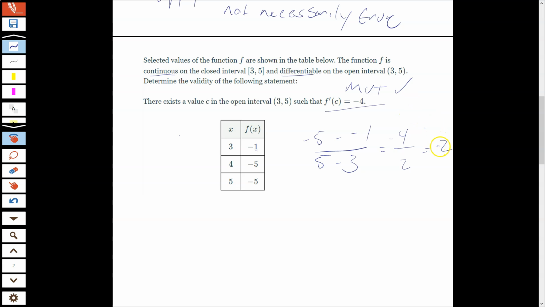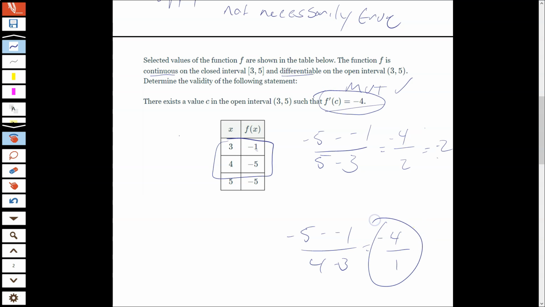So these are not the same. The mean value theorem applies, but the average rate of change over the whole interval is not equal to this derivative. So you might be thinking false. But if we look a little closer, if we look at these points, here we get negative 4 over 1, which now is the same as our derivative. You may be thinking now, Mr. Wright, that's not the same interval that they said, which is a great point.